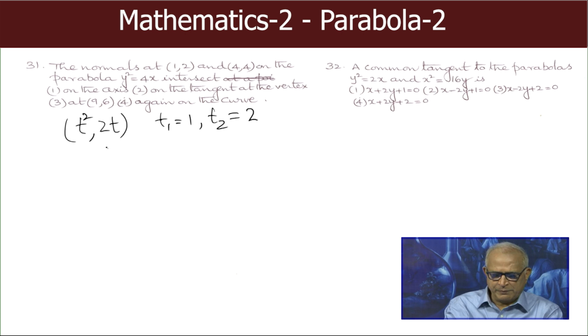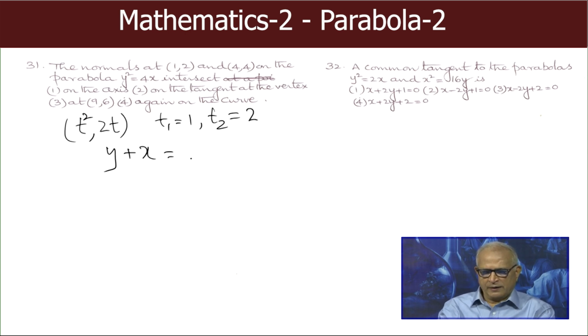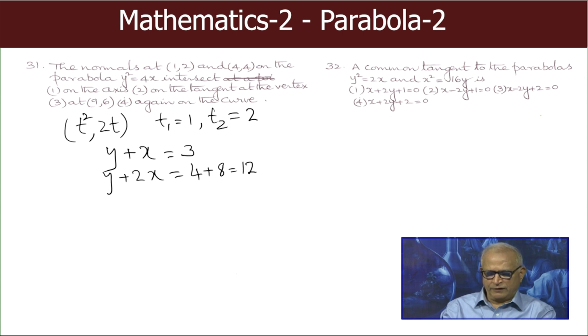The normal at t1 is y plus tx equal to 2at plus at cubed, that is 2t plus t cubed, a is 1 here, t1 is 1, so that is therefore 3. Normal at the point t2 equal to 2: y plus 2x equal to 2t, 4, plus t cubed, 8, that is equal to 12. Now, what is the point of intersection? When you subtract, x equal to 9 and y equal to minus 6. So, the point of intersection is (9, minus 6).